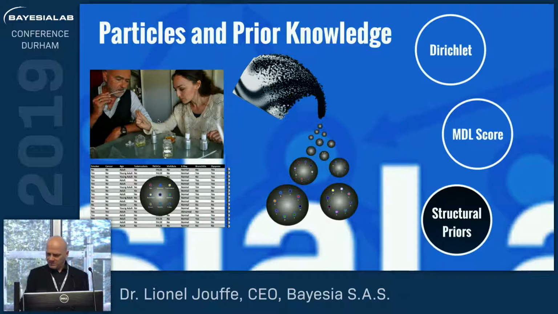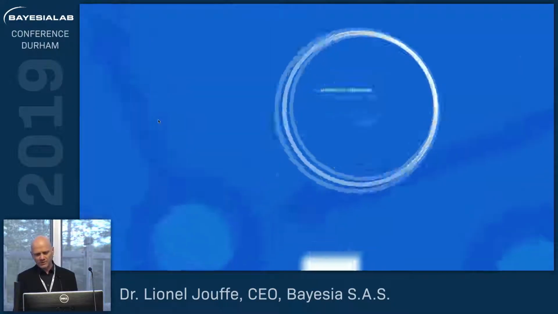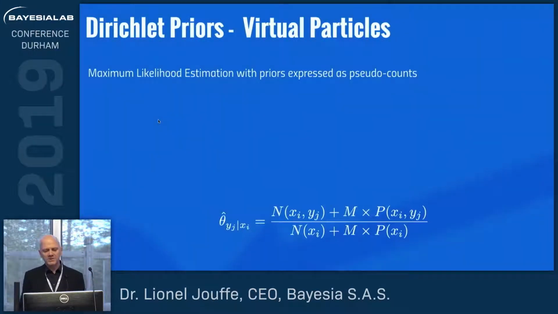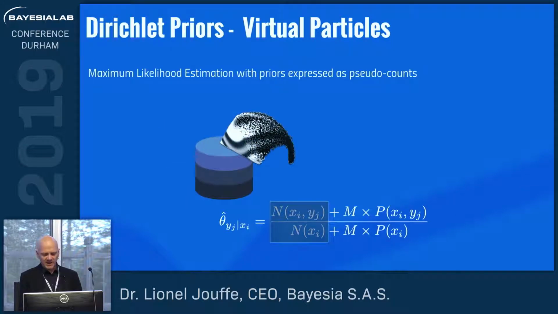Now I'm going to talk about 3 ways to handle prior knowledge. The first one is directly. So directly prior, this is like adding virtual particles, right? This is obviously more valid when you have data. In that way, we are still using the maximum likelihood, but we are integrating pseudo counts that come from these virtual particles. So this is like in my estimation of theta here, one parameter.